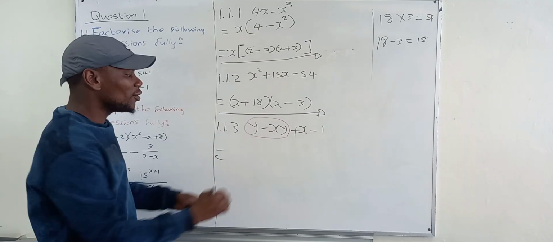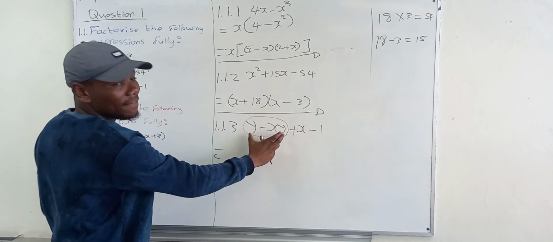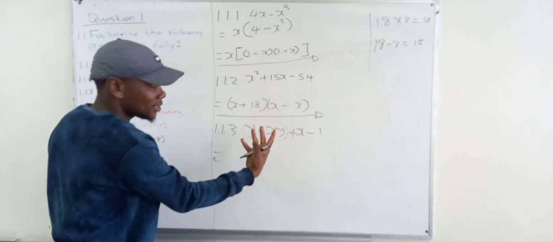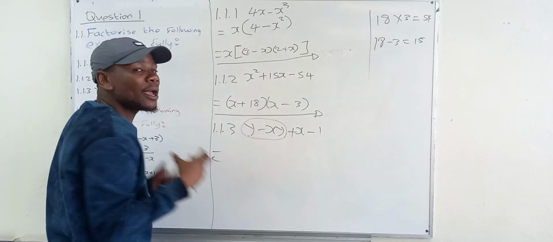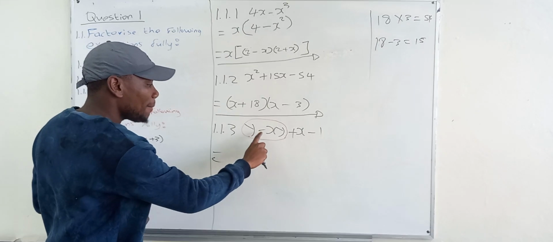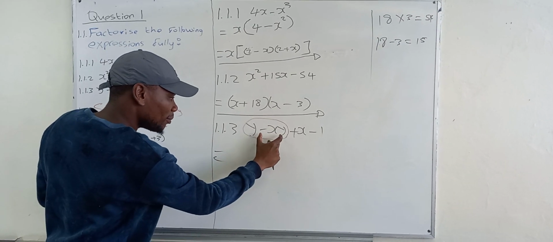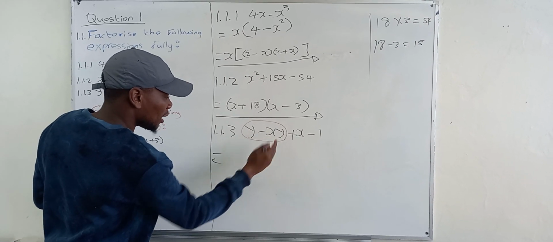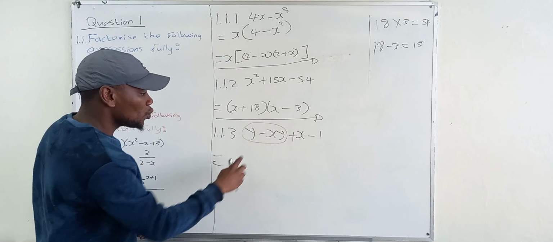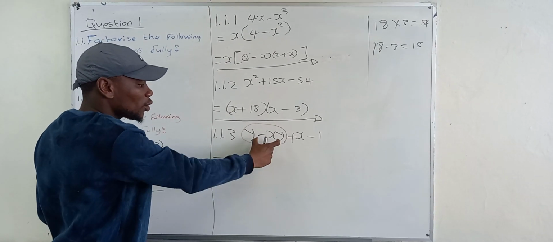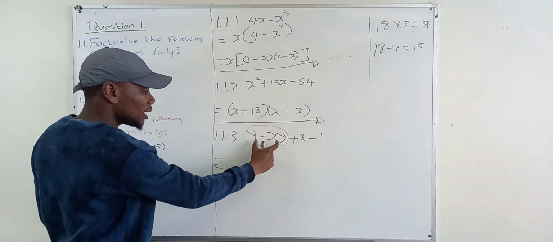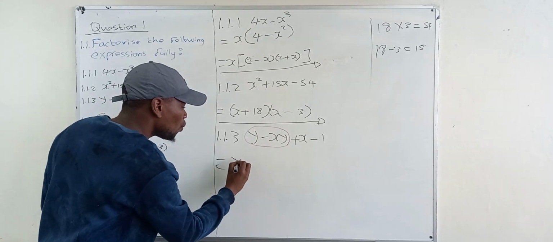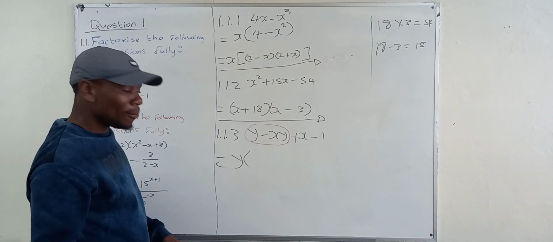How do you approach this one? You first look at the first two terms, because there are 4 terms, and you factorize this kind of question by grouping. We have y minus xy. From these two terms, you take a common factor between the two. The common variable between the two terms is what? Y. We take y and we open the bracket.